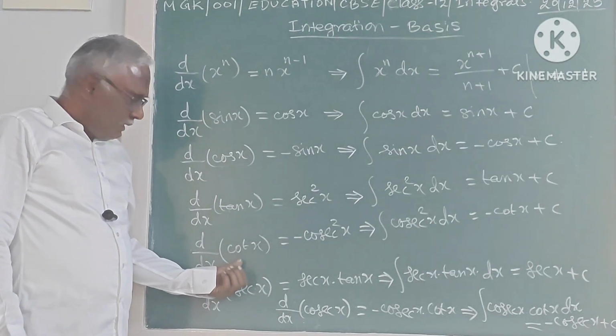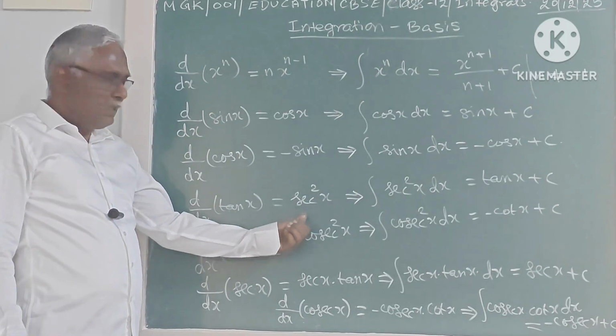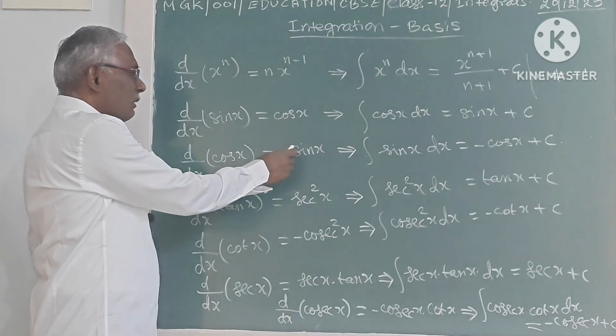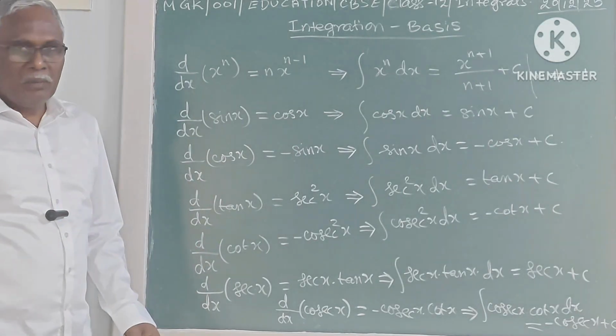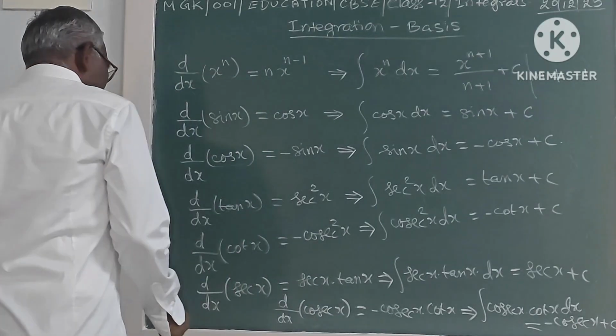Cot is nothing but cotangent. This is nothing but cosecant. This is sine, cosine. Cos is nothing but cosine. Okay. So let us see some more formulas.